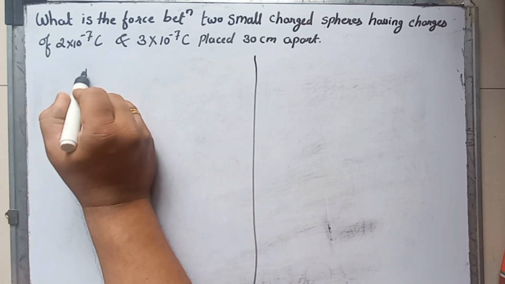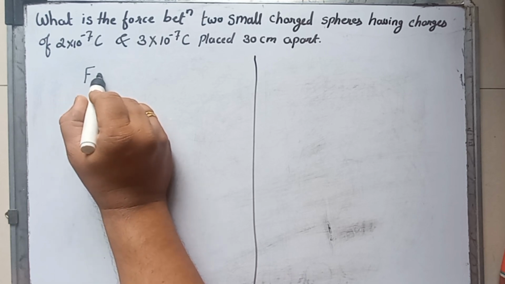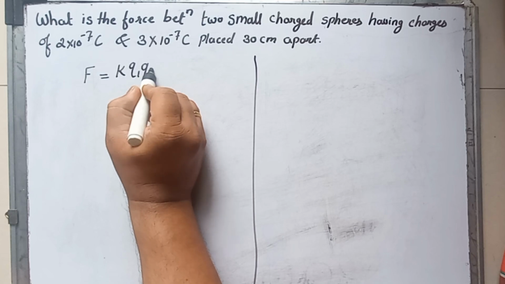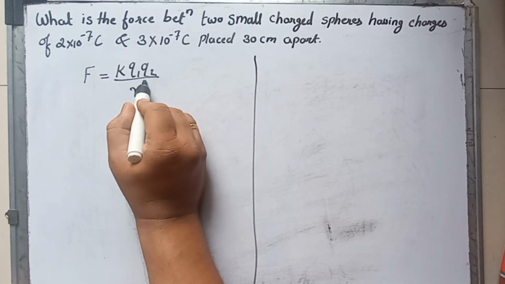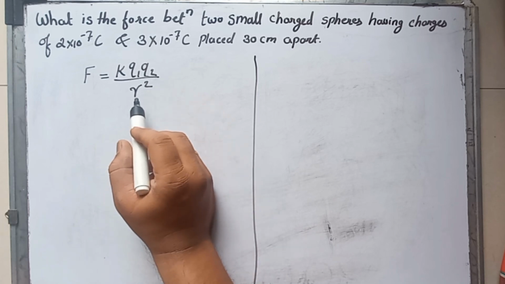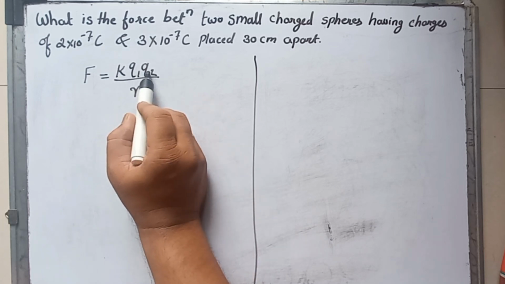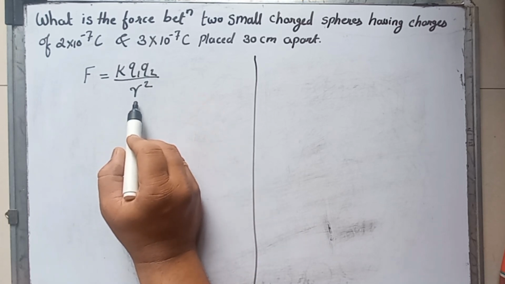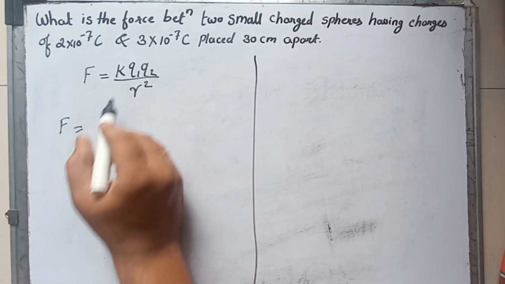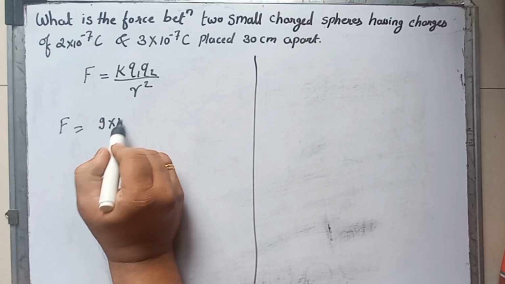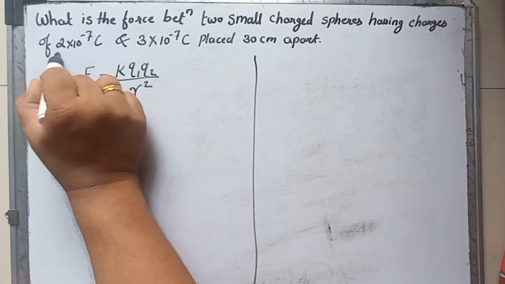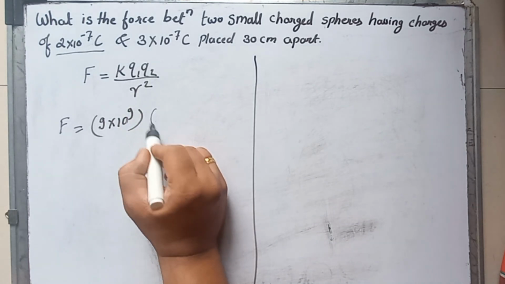What Coulomb's law says is that force is equal to K × Q1 Q2 divided by r squared, where K is a constant with a value of 9 × 10^9, Q1 and Q2 are the charges, and r is the distance between the two charges. So F can be written with the value of K as 9 × 10^9. The value of charge 1 is 2 × 10^-7, so let us put this value.